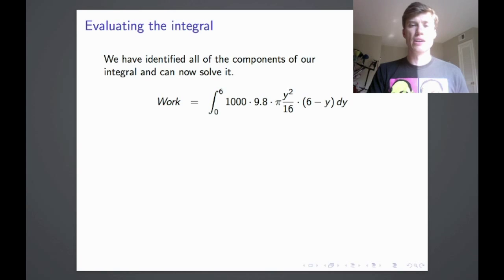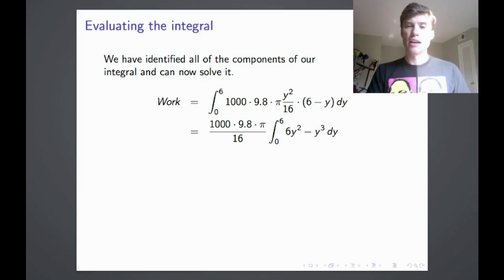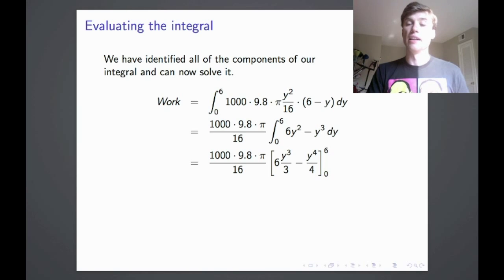So work will be the integral from 0 to 6, 1000 times 9.8 times pi y squared over 16 times 6 minus y dy. After a bit of algebra, we can pull out all of the constants and distribute the y squared to the 6 and the negative y. The power rule allows us to integrate 6y squared to 6y cubed over 3, and allows us to integrate y cubed to y to the 4th over 4. We will evaluate this antiderivative from 0 to 6.